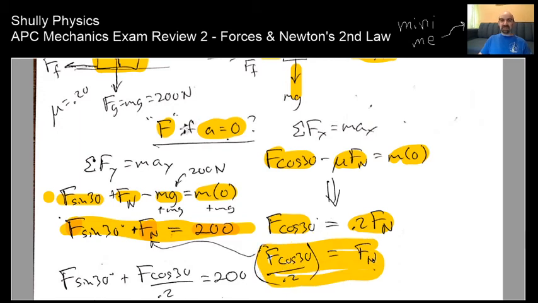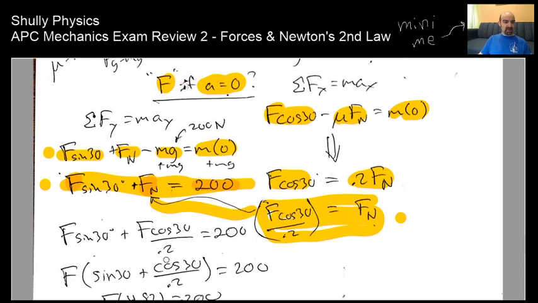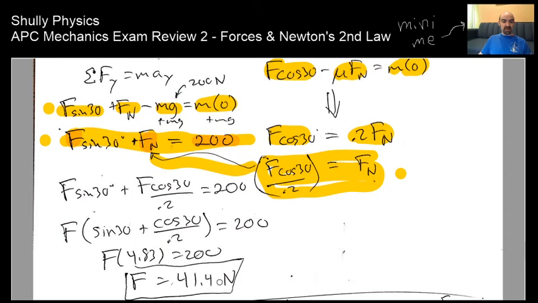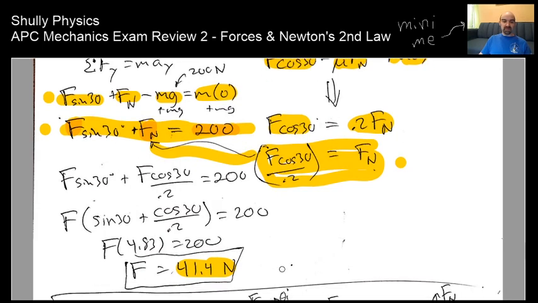So now I have a system of equations, two equations. Here's one, and here's the other over here. Two equations with two unknowns. I solved this one for normal force. I'm going to plug it in right over here. So you get F sine 30 plus F cos 30 over 0.2 equals 200. And we do some magic algebra to get a pulling force of 41.4 newtons.